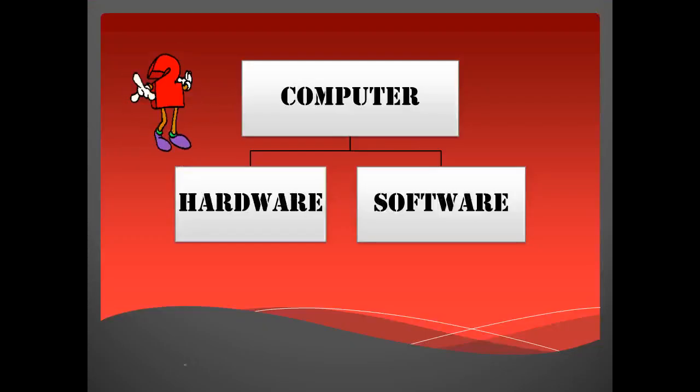Computers are made up of two parts. One is hardware and the other one is software. Let's see one by one.